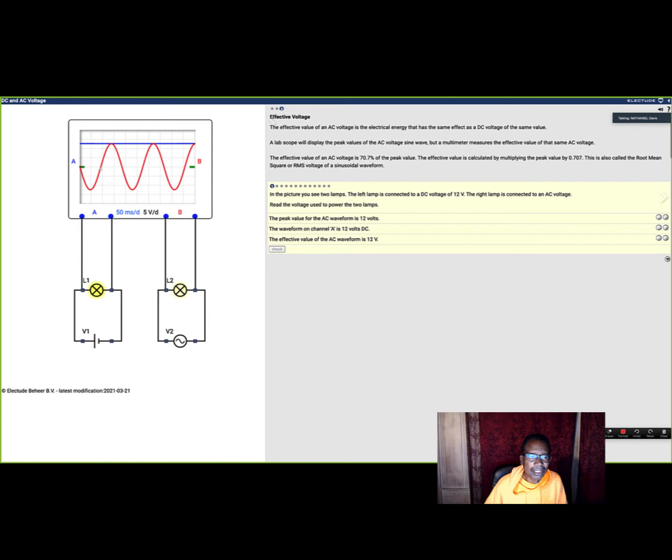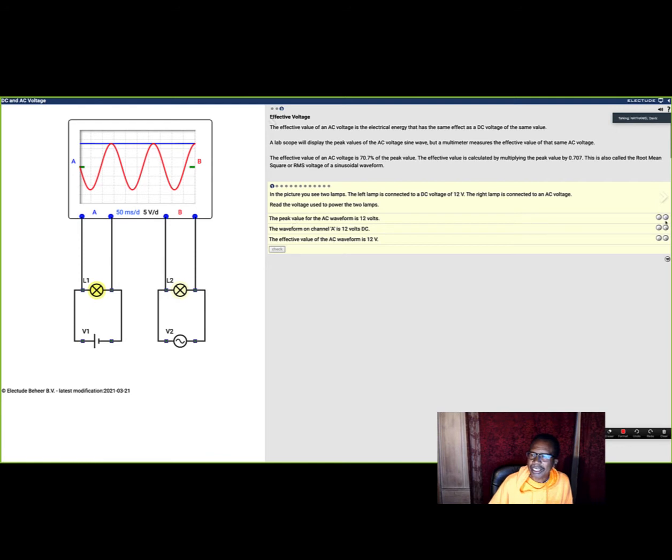If you count it, look, I got 5, 10, 15. You can see that blue line and this red line intersect right where that blue line is at. So it's about positive 12 volts. It says here, in the picture you see two lamps. Oh, I just did that. Read the voltage used to power the two lamps.